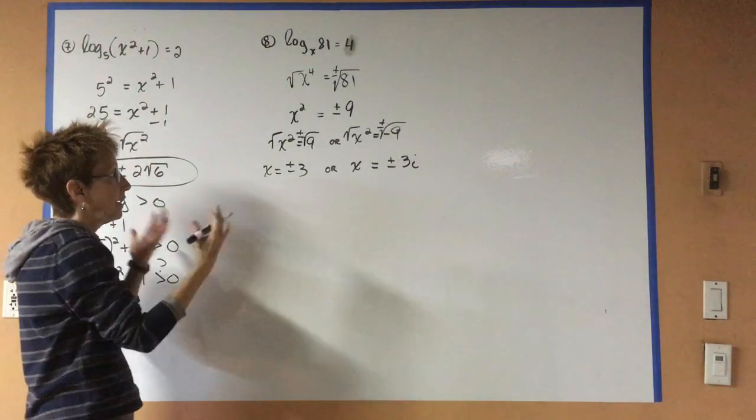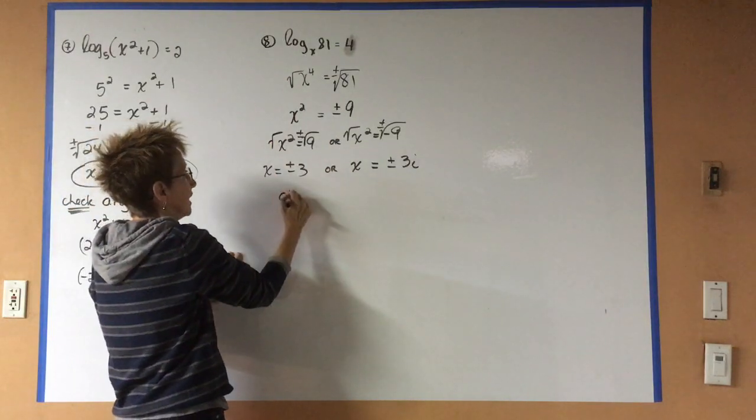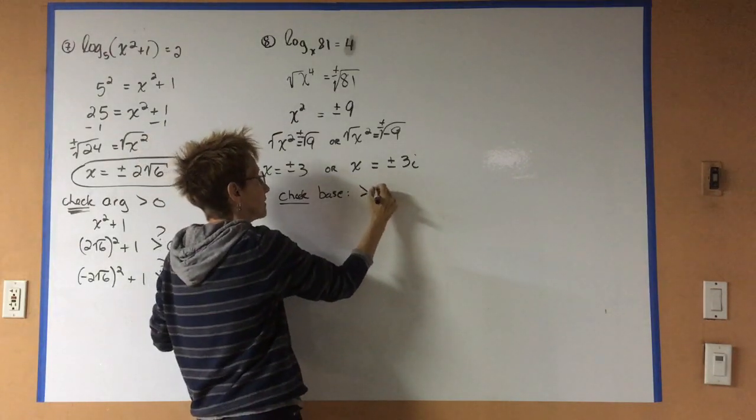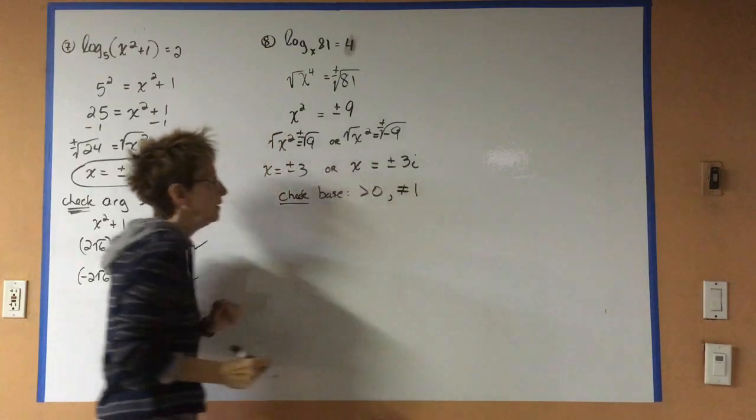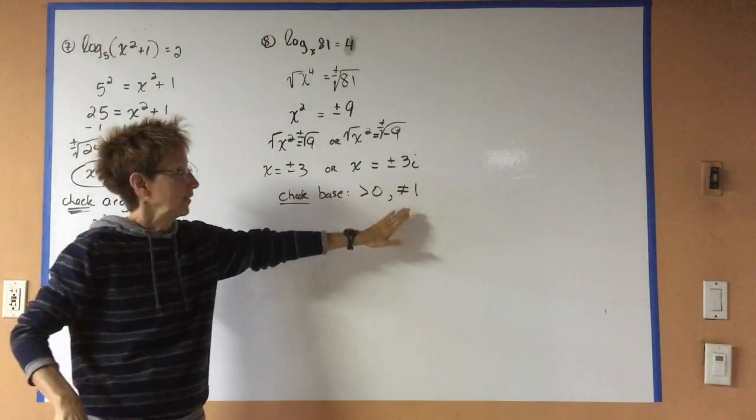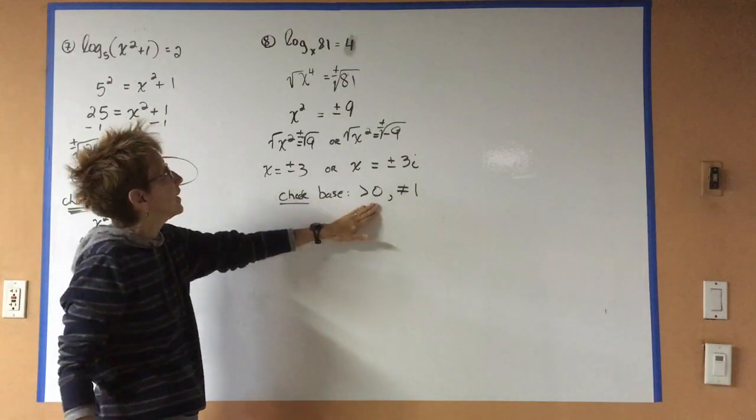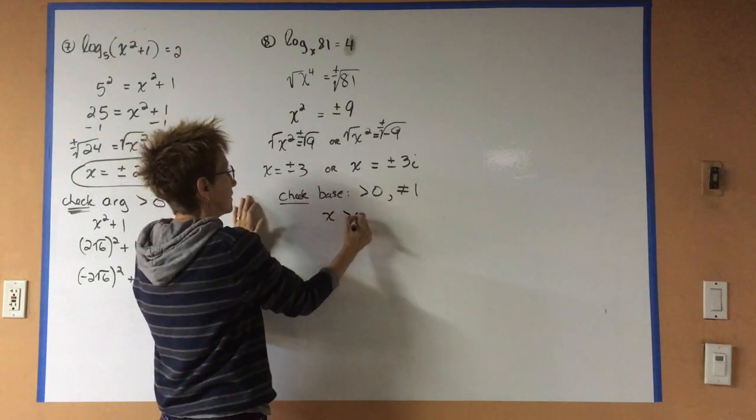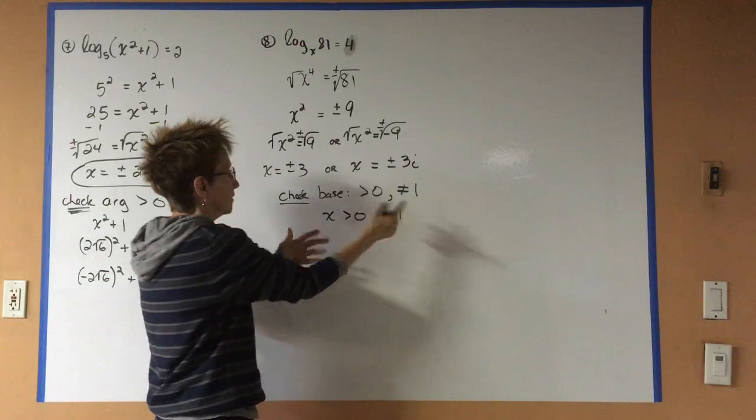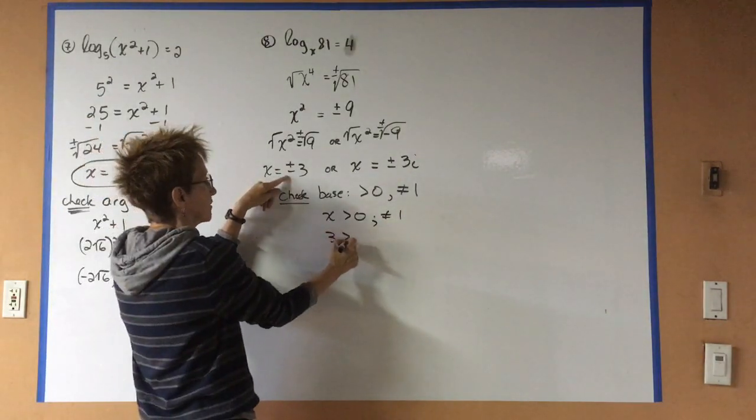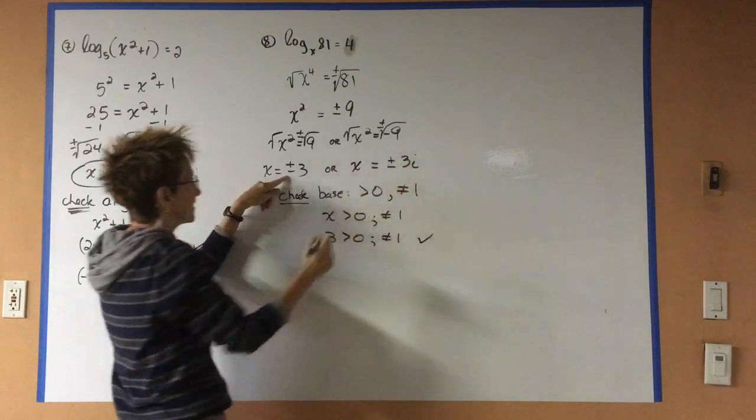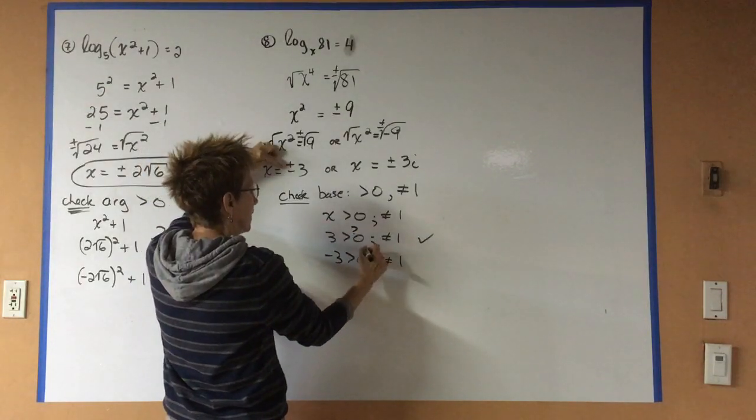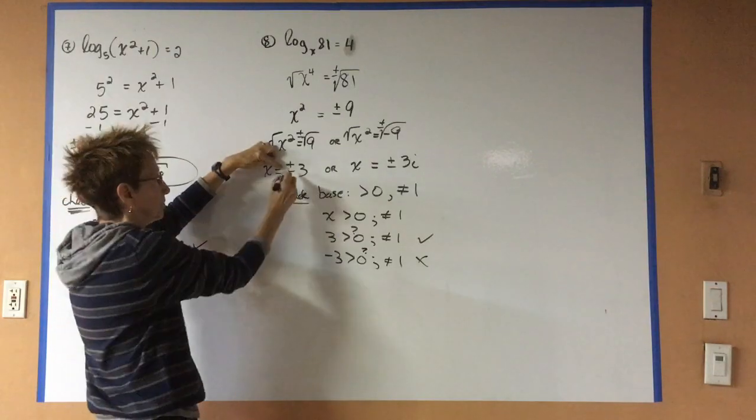So now let's talk about, it's not the argument this time, but it's the base. I need to check the base, which needs to be greater than 0, not equal to 1. Well, neither one of these is 1, so that's taken care of. Now I just have to check greater than 0, and what is the base here? The base is just plain old x. So plain old x greater than 0, not equal to 1, which again, we kind of have ruled that out. So 3, is 3 greater than 0, not equal to 1? Yes. Is negative 3 greater than 0, not equal to 1? No. So that guy's gone.